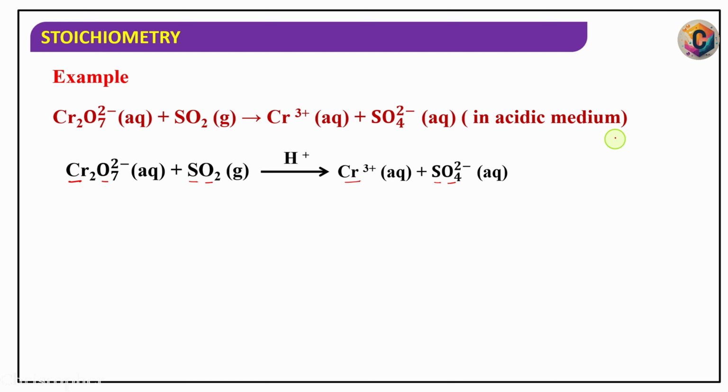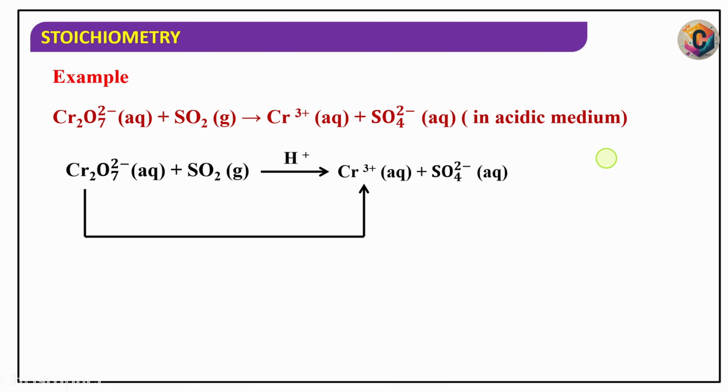So we have three different types: Cr, S, and O. In all the cases, oxygen is in oxide form, O2 minus. Got it? So we need to find out which one, either chromium or sulfur, is undergoing reduction and which one is undergoing oxidation. This is the thing we need to find out.